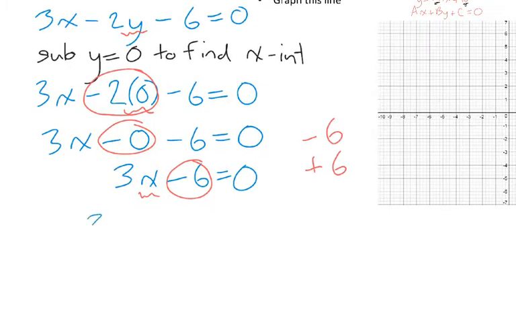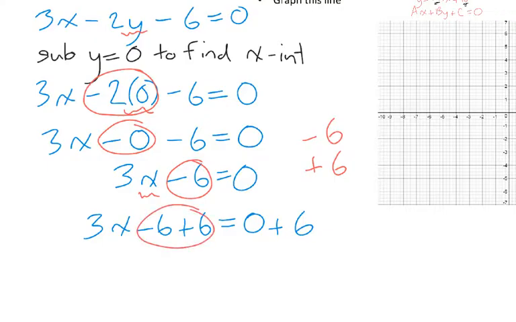So I'm going to write 3x minus 6 plus 6 equals 0 plus 6. Simplify some of these numbers. Negative 6 plus 6, that's equal to 0. And 0 plus 6 is just 6. So let's clean that up into 3x equals 6.